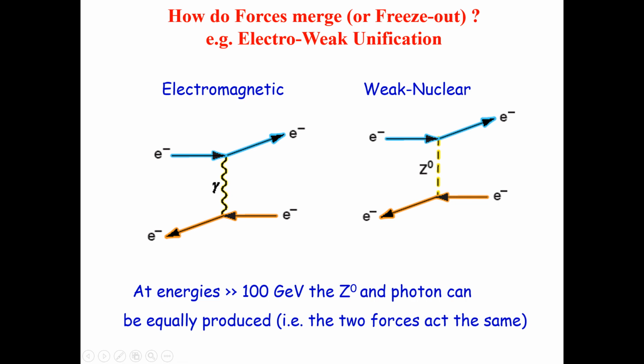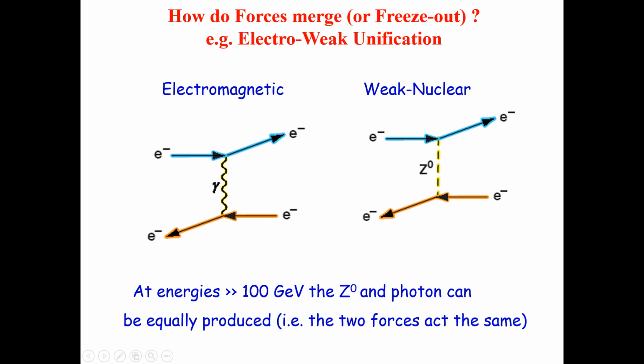So its energy is very much greater than 100 giga electron volt. The Z, or we said the neutral bosons, and photons can be equally produced. This was the key idea for electro-weak unification. And what is that? If we increase the energy, we have the interactions, and for these interactions, how much do we increase the energy? We increase the energy much more than 100 giga electron volt.